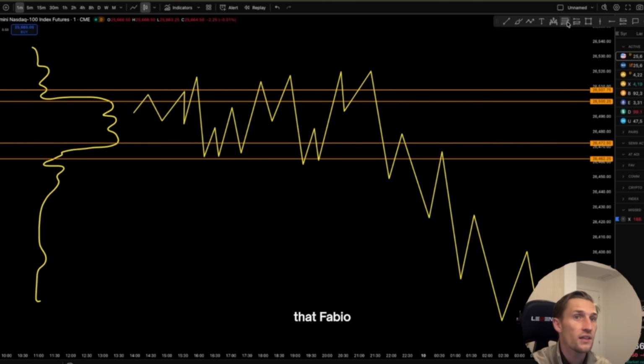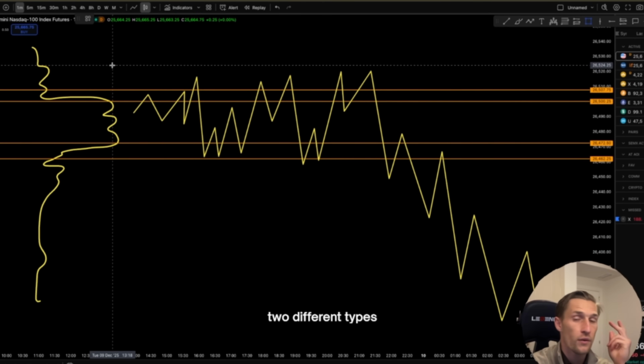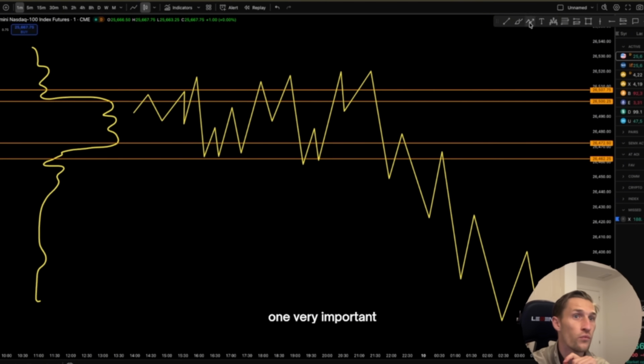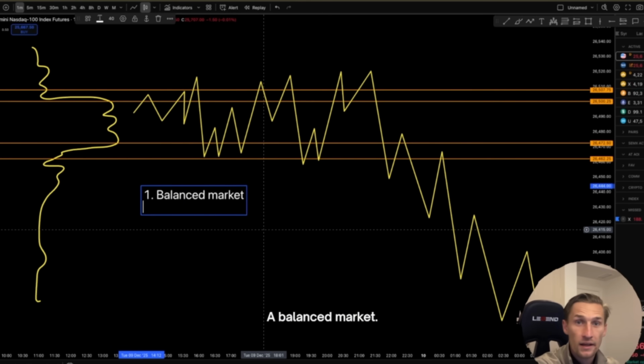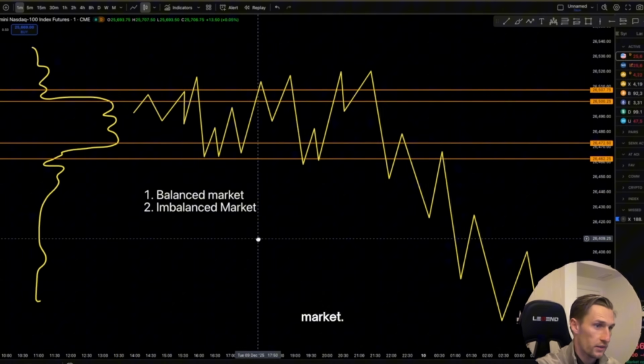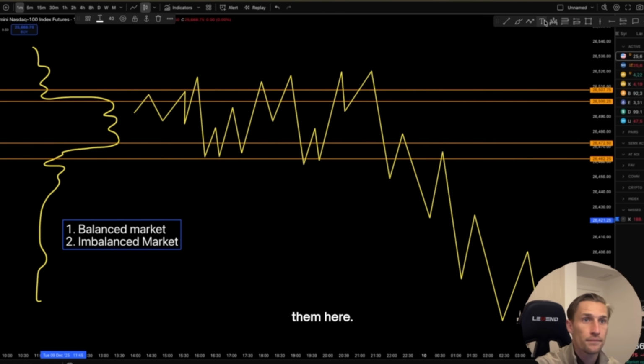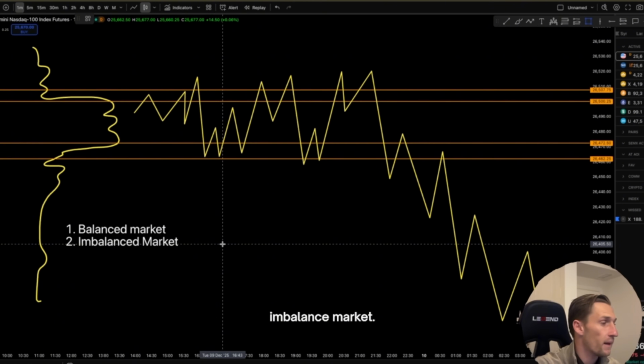And the first thing that Fabio explained was that we have two different types of market conditions. So this is already one very important thing to understand. And the first one is a balanced market. And the second thing is, I think you can guess this one, an imbalanced market. So I actually drew them here. So we have a balanced market and an imbalanced market.